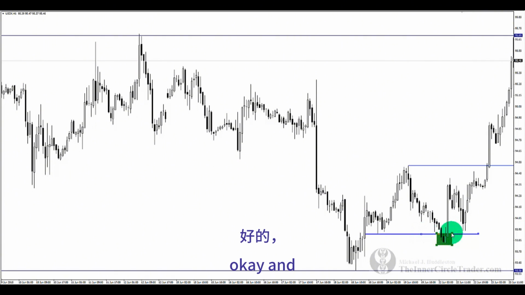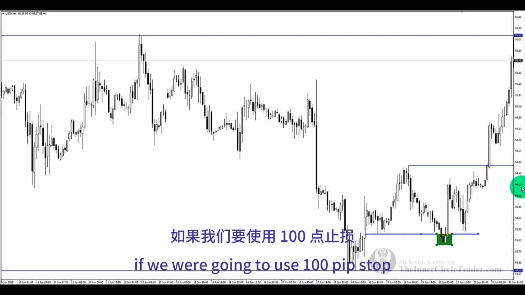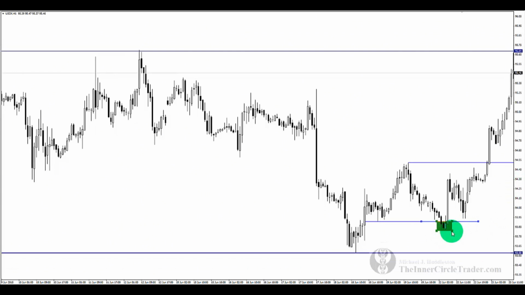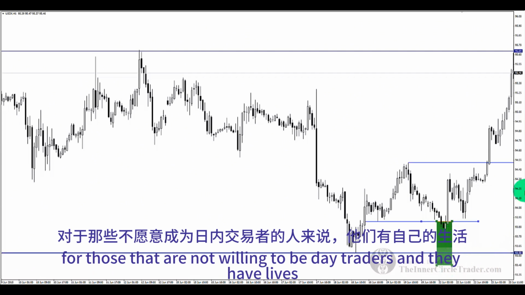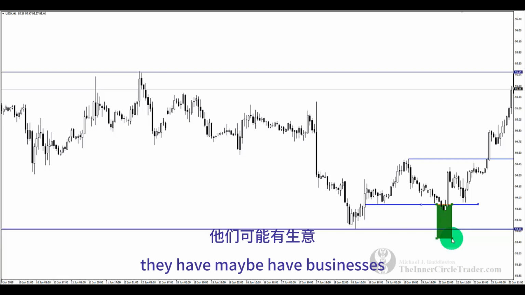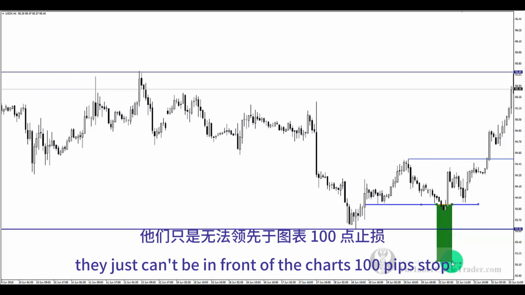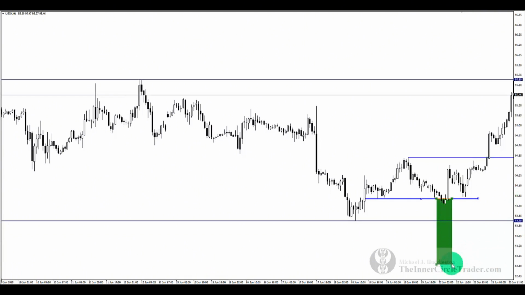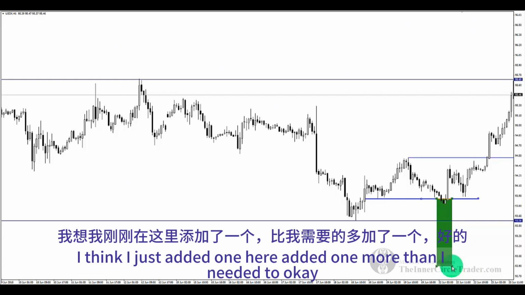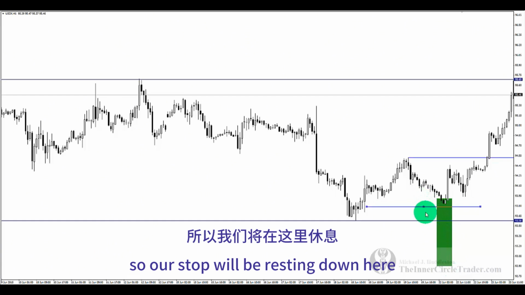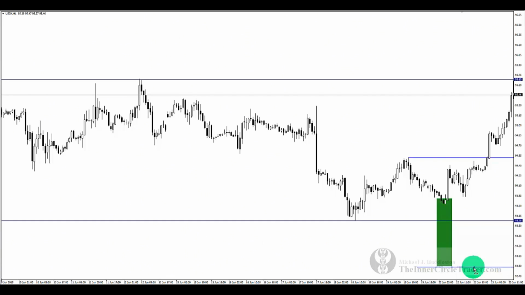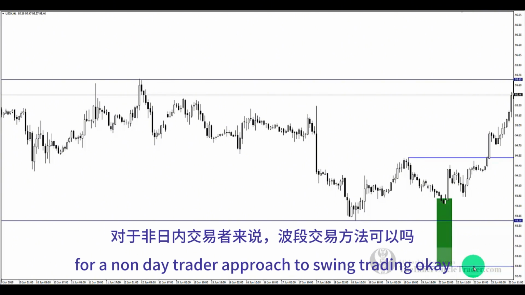Okay, and if we were going to use a 100 pip stop, for those that are not willing to be day traders and they have lives, they maybe have businesses, they just can't be in front of the charts. 100 pip stop down here. I think I just added one more than I needed to. Okay, so our stop would be resting down here for a non-day trader approach to swing trading.